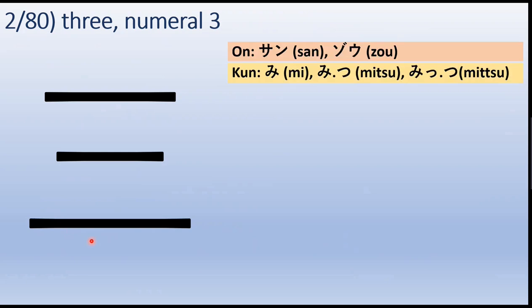The second kanji is numeral 3. You might be wondering why we jumped from 1 to 3 instead of going to 2. The reason is that the kanji for 3 is derived from that of the 1 radical, while 2 is a radical in itself. That's why the 3 kanji character has come before 2. This is the kanji for 3. The on reading is San and Zo. The kun reading is Mi, Mitsu, or Mitsu. The meaning is 3.